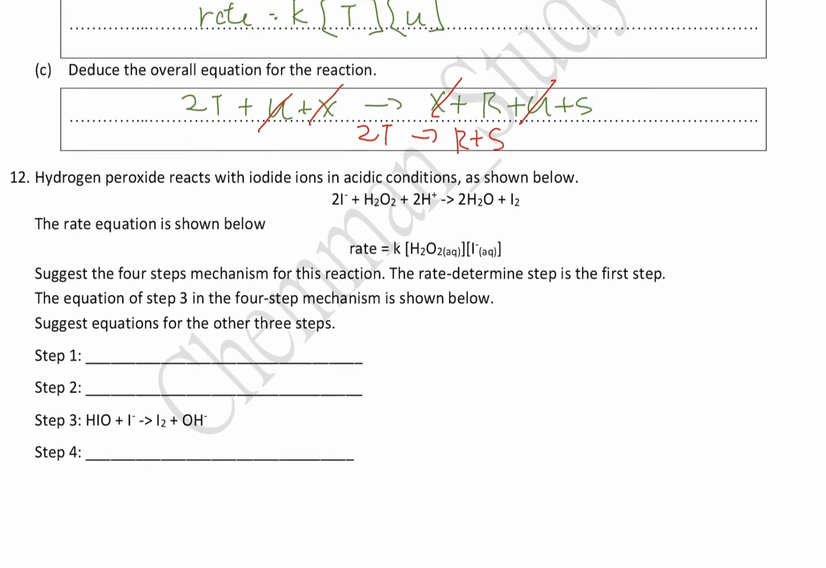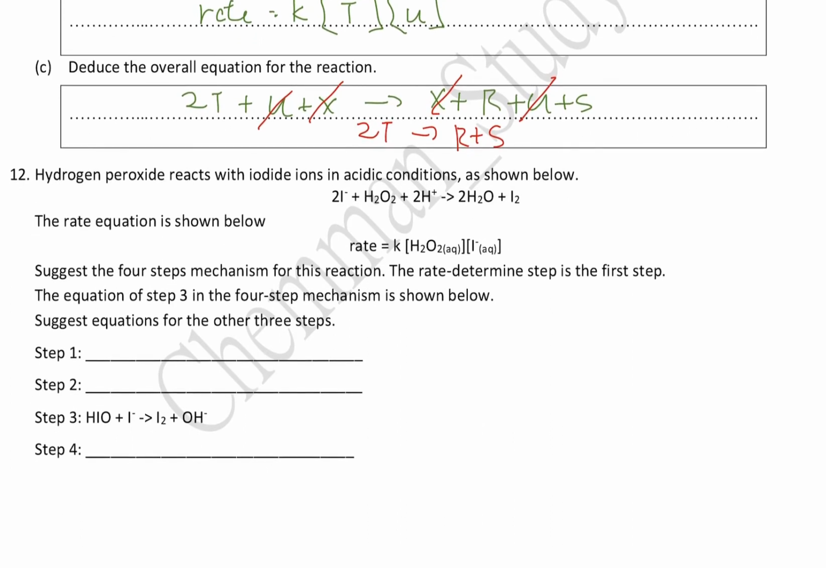Then here is another equation. This time you need to predict the mechanism based on the rate equation and also the overall equation that they gave you. For that kind of question, they might give you some more hints, like the slow step. Otherwise, if there are many steps and you have to predict the slow step by yourself, it would be really difficult.